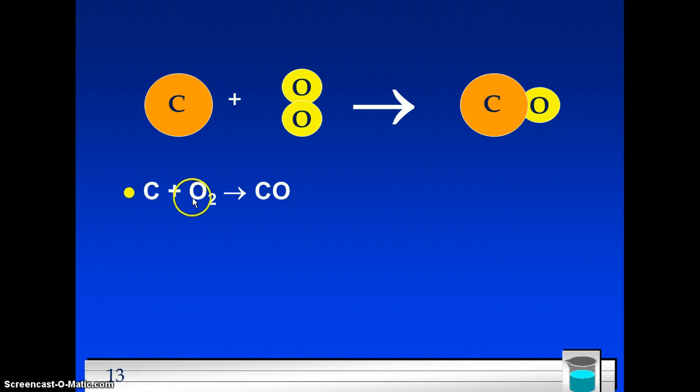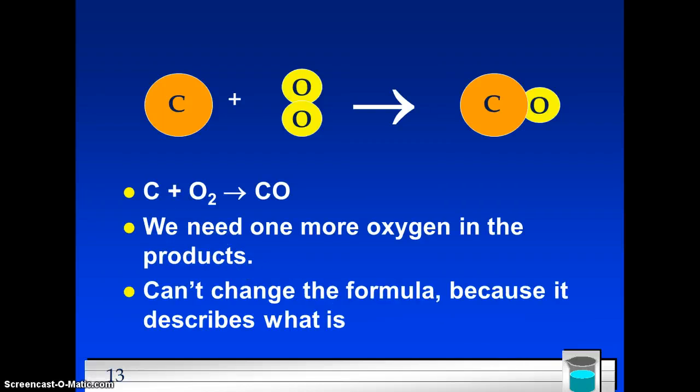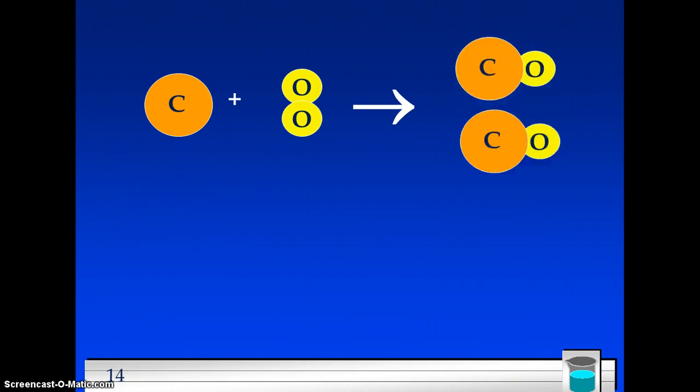As written, it almost looks like we've lost an oxygen. But we can't lose things during a chemical reaction. We have to show what might have happened. So we need to essentially add one more oxygen in the products. Well, how do we do that? We can't change the formula. I can't make this formula say CO2, because now I'm describing something completely different. What I can do, instead of adding numbers in the formula, is add numbers out front.